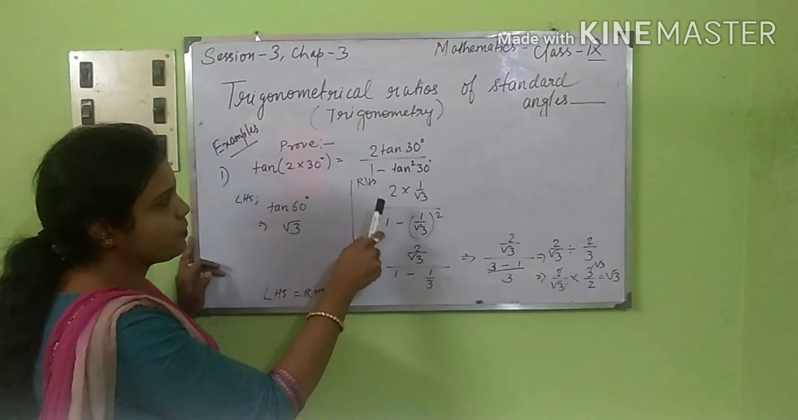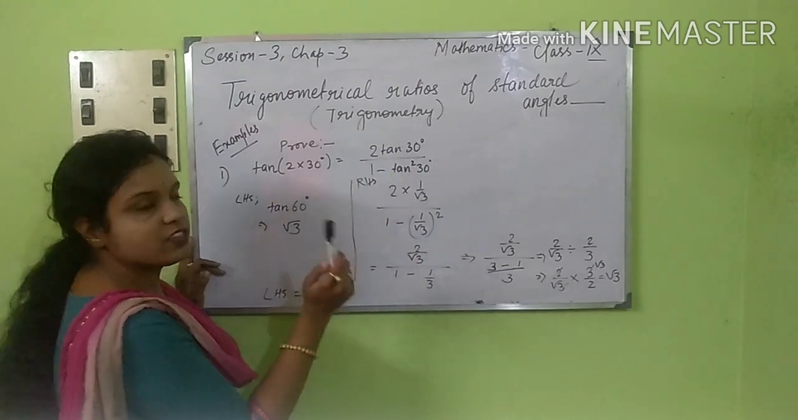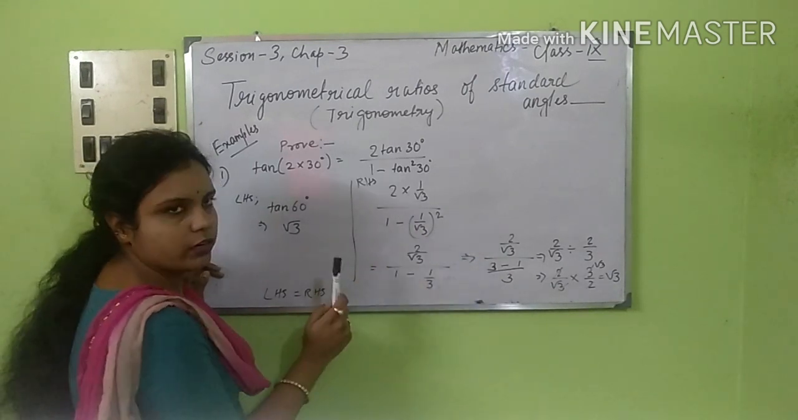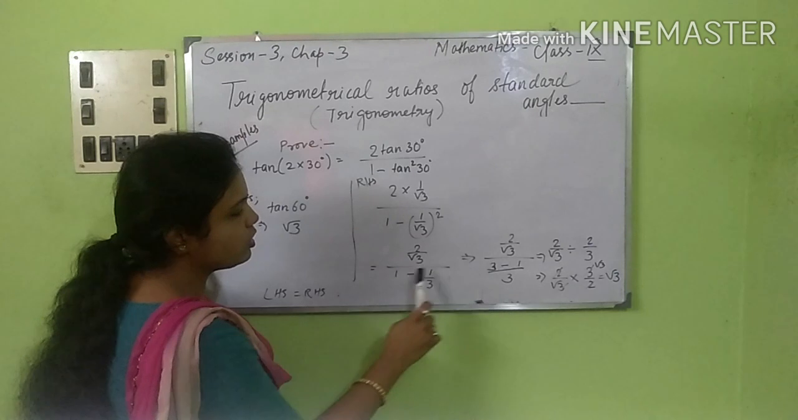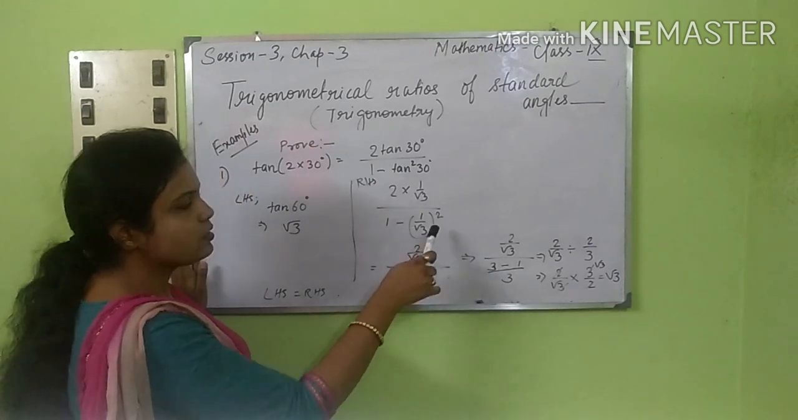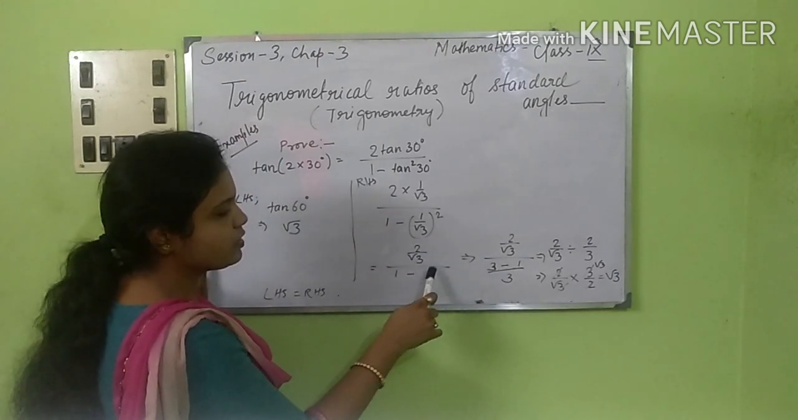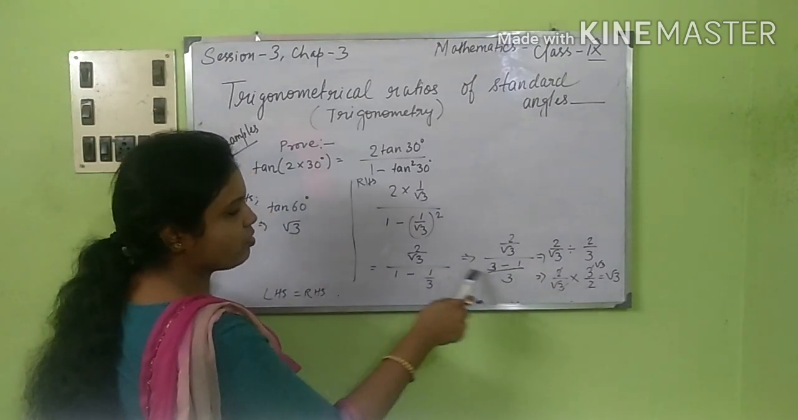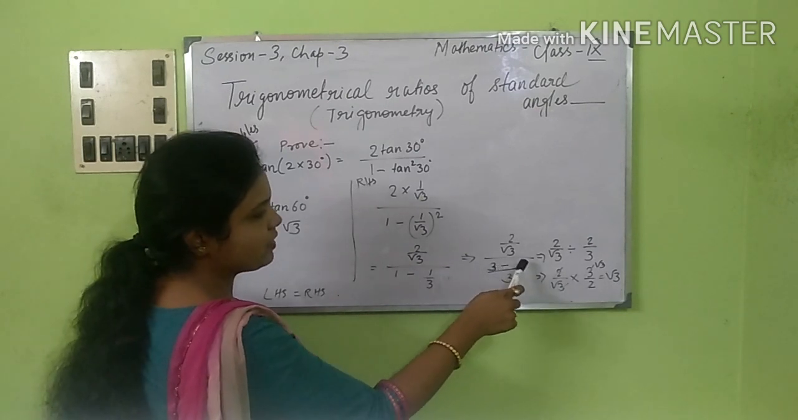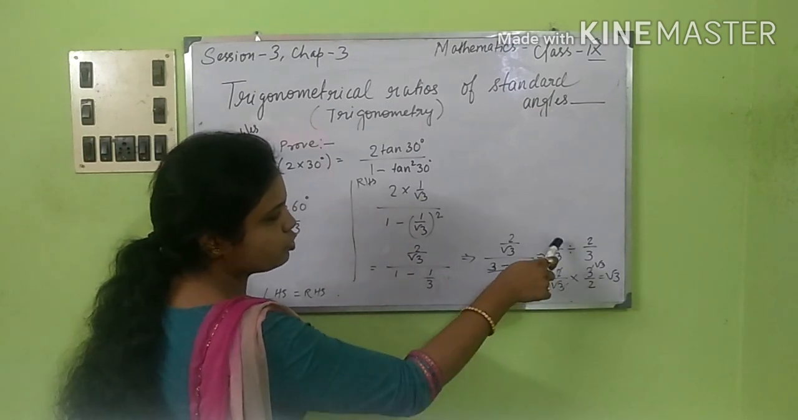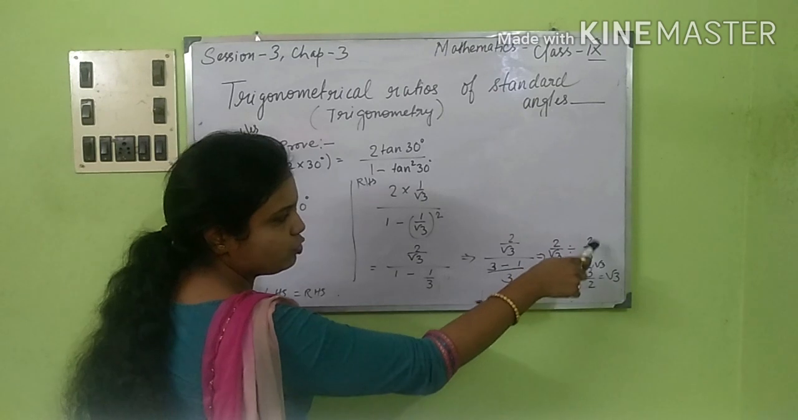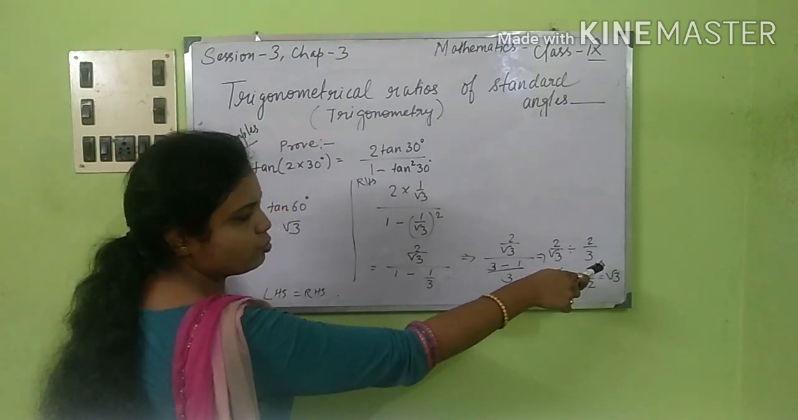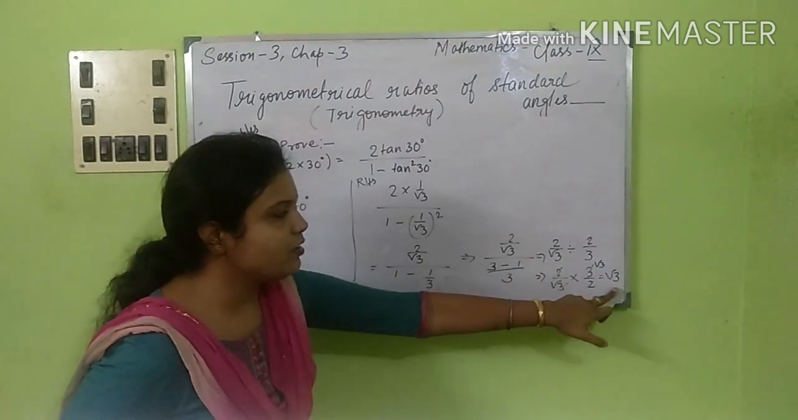Next, coming to the RHS part. 2 into tan 30, whose value is 1 by root 3, whole divided by 1 minus (1 by root 3) whole square. Now, this is 2 by root 3 whole divided by... 1 by root 3 whole square is what? 1 by 3. So, 1 minus 1 by 3. Next, 2 by root 3 whole divided by, take the LCM as 3 and then just subtract: 3 minus 1, you are getting 2 by 3. So, 2 by root 3 divided by 2 by 3. 2 by root 3 into 3 by 2, 2 cancels, and root 3 is 3 by root 3. So we are getting the value as root 3.